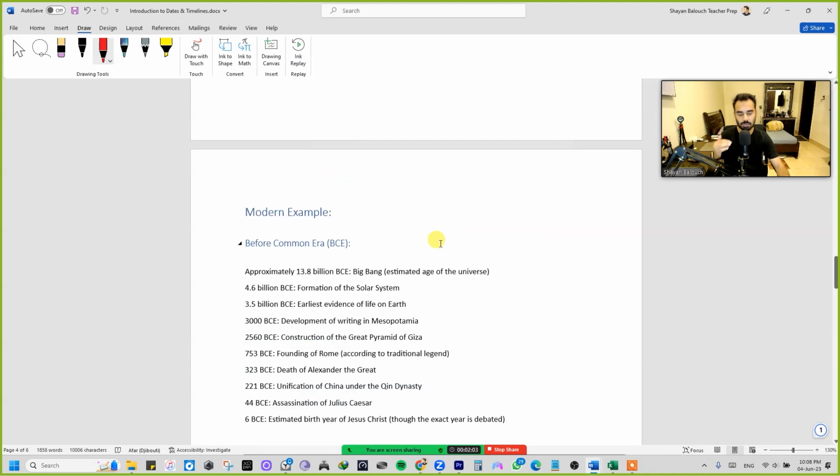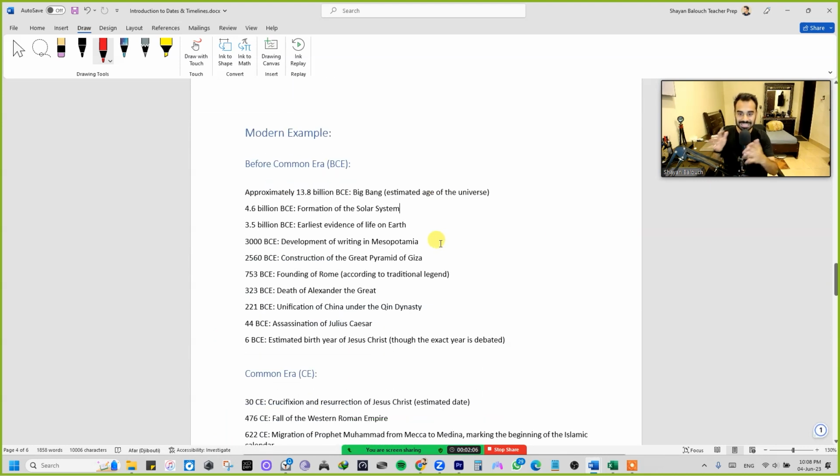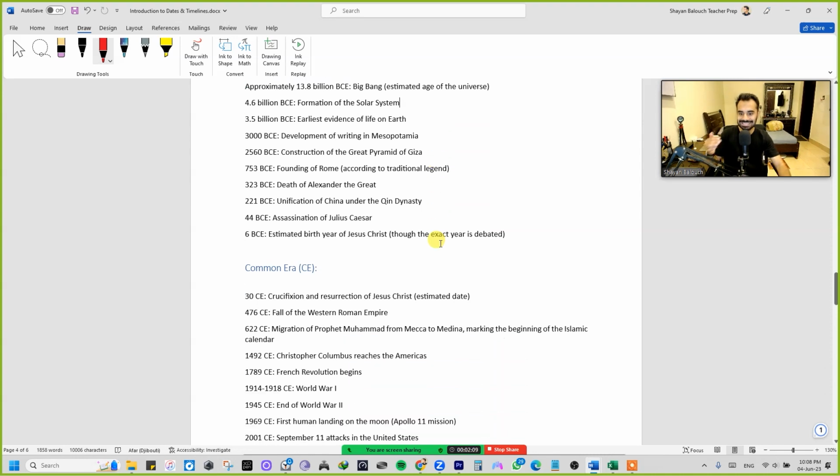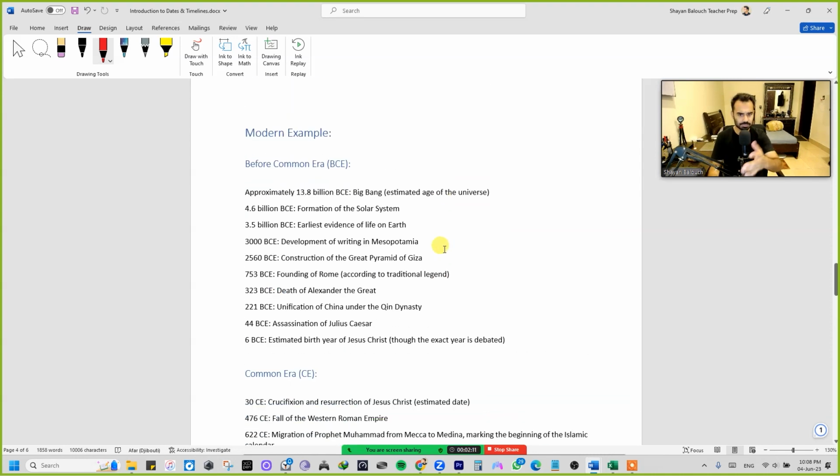Now let's understand the modern examples as well with respect to BCE, before Common Era, and CE, the Common Era, all right? So here are some of the really important events that have taken place with respect to the following years, okay? That is, what exact century or year it was at that particular time. For example, it's an approximation that 13.8 billion BCE years ago, we had the Big Bang theory, the creation of the universe. Then 4.6 billion BCE, formation of the solar system.